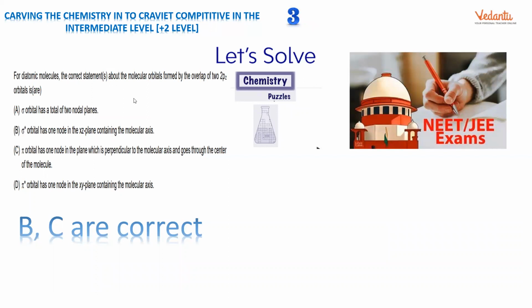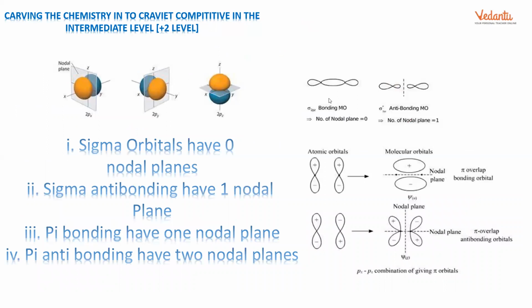Overlap of two 2pz orbitals is possible in two ways. One is called axial overlapping, the second is called lateral overlapping. Axial overlapping gives rise to bonding and anti-bonding orbitals. Lateral overlapping also gives bonding and anti-bonding orbitals.